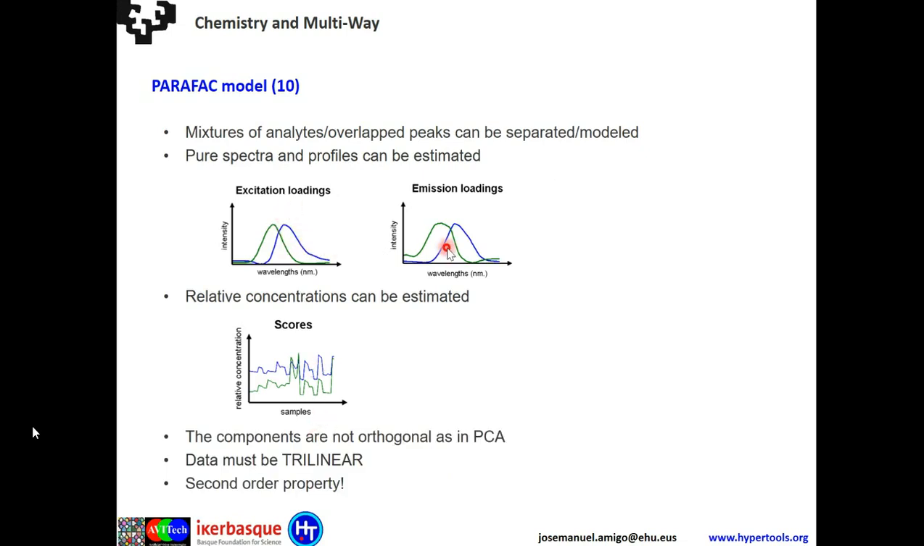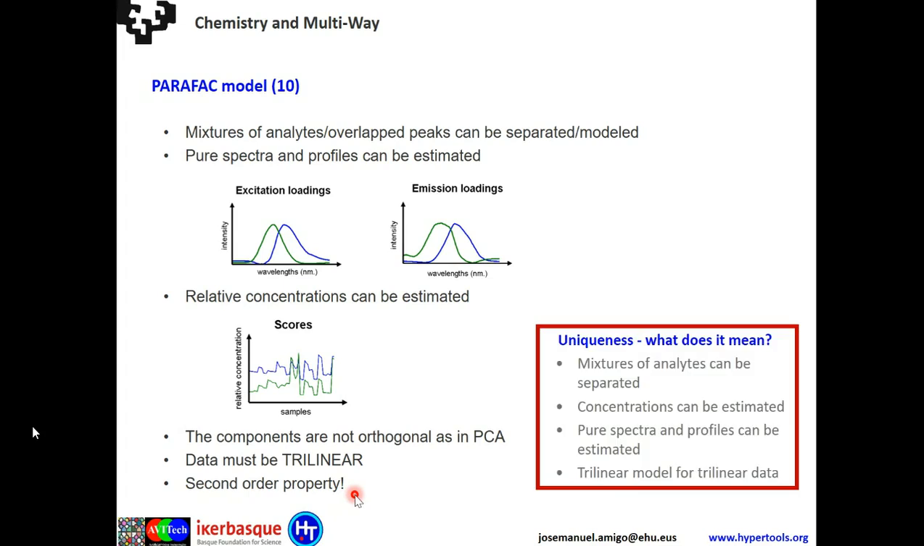The main features for this Parafac model to work are that the components are not constrained to be orthogonal, as we do in PCA, and the data needs to be trilinear. This trilinearity is a concept that we will see later in an example, where it is very clear what it means to be trilinear. And of course, it's a curve resolution method, so we have the second-order property.